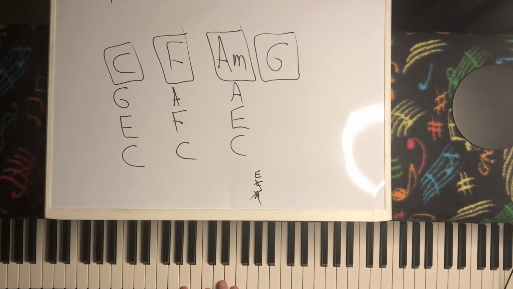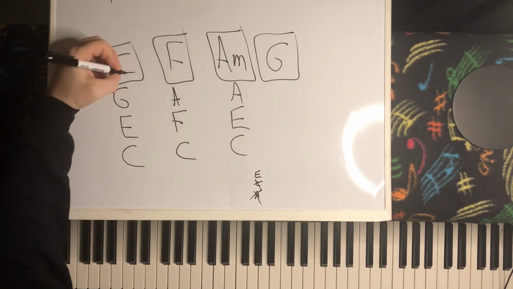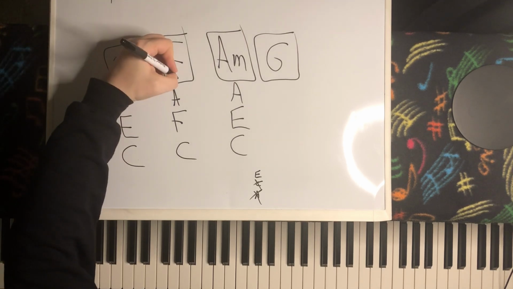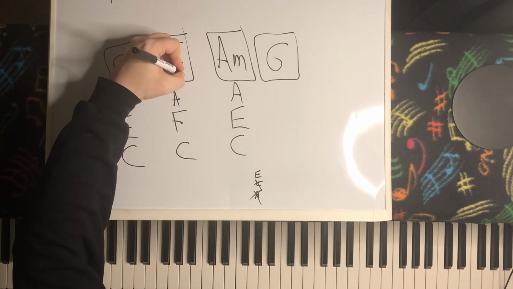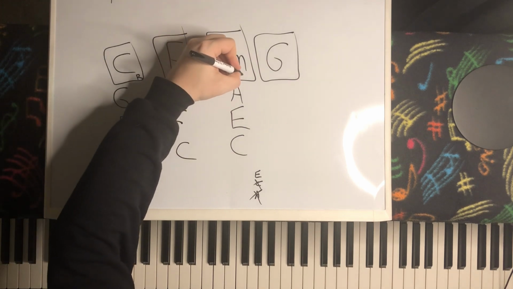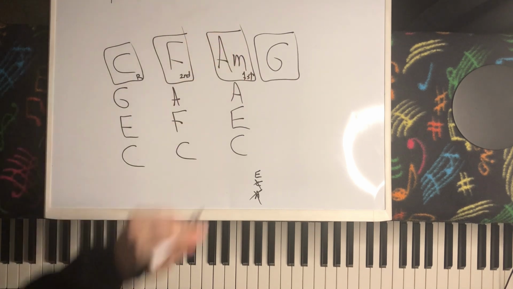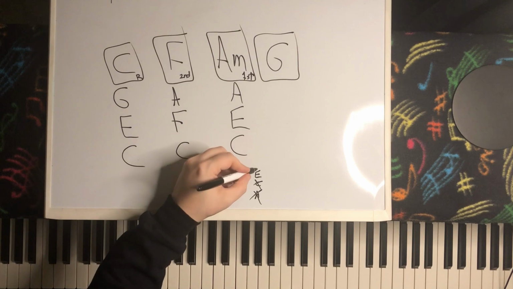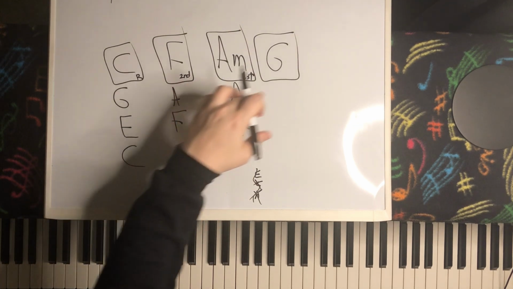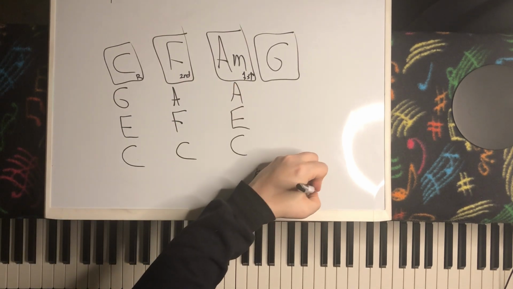So that would be an A minor chord in first inversion. So what do we end up with here? We have C in root position, F in second inversion, and A minor in first inversion. And now we have to figure out how to get from this shape into G. So let's see, G is going to be G, B, D.